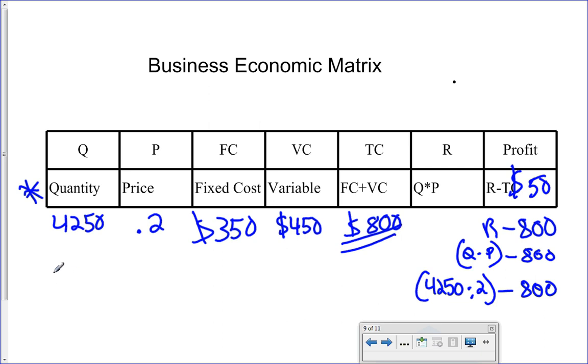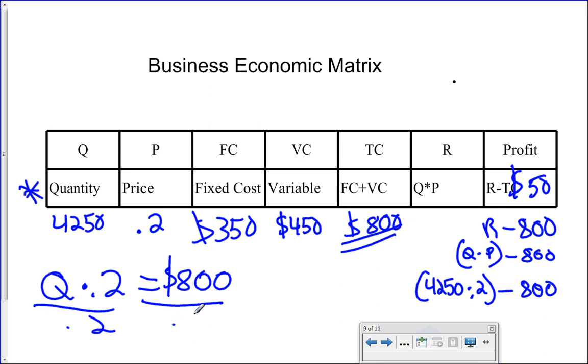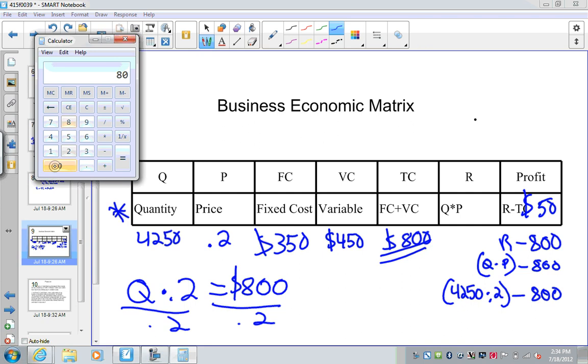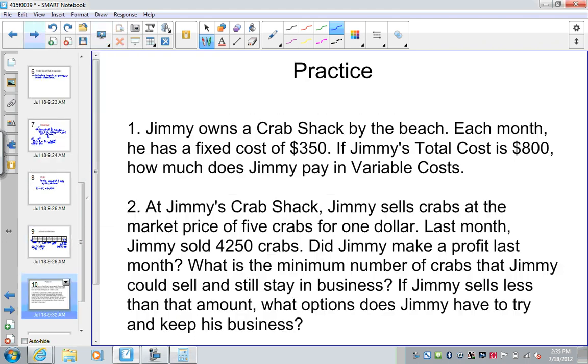So that one's pretty easy. So Q times 0.2 equals 800, or Q equals 800 divided by 0.2. So 800 divided by 0.2 is 4,000. So how many would he have to sell in order to stay in business? 4,000.